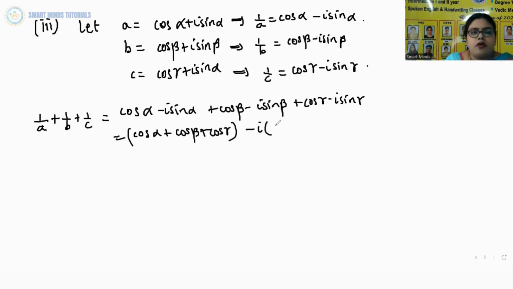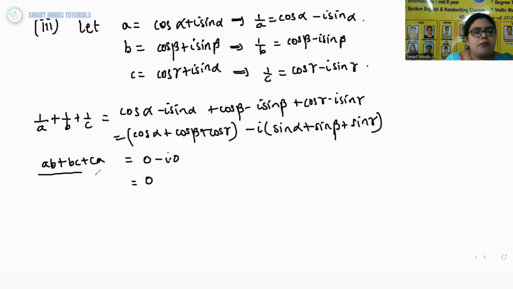Minus i if I take common, we get sin alpha plus sin beta plus sin gamma. But in the question it is given that cos alpha plus cos beta plus cos gamma is 0, and sin alpha plus sin beta plus sin gamma is also 0. So that is 0. Now on the left hand side I will take LCM. So we will get (AB plus BC plus CA) by ABC. If I take ABC to the other side, it becomes AB plus BC plus CA is equal to 0.